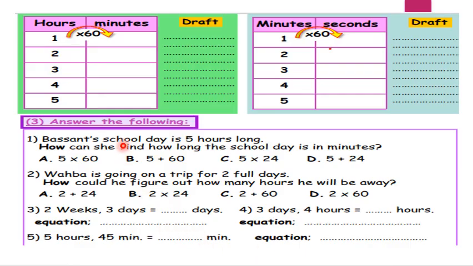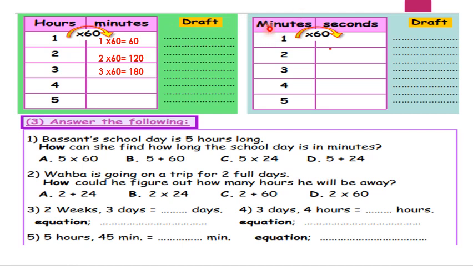Okay, let's go to the next slide. Here I have hours and I need to convert to minutes. 1 hour equals how many minutes? I'm going to multiply by 60. So 1 by 60 equals 60. 2 hours equals how many minutes? So I will multiply 2 by 60. 2 by 60 equals 120 because when we convert from hours to minutes, I'm going to multiply by 60. 3 hours means 3 by 60, which is 180.